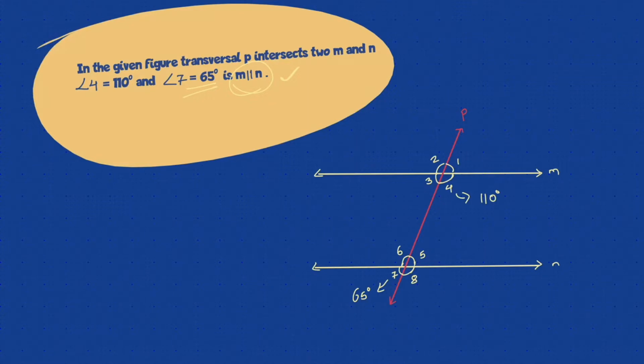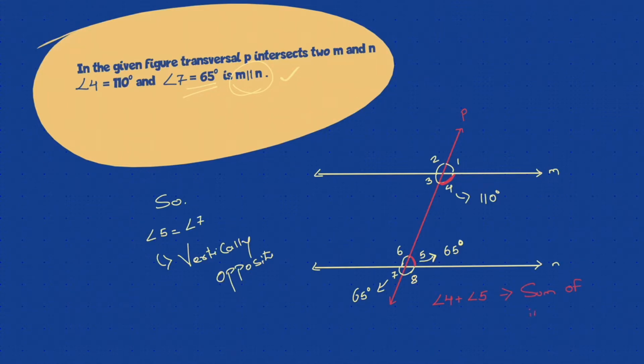So let's start. Where will I start from? I know that angle 5 will be equal to angle 7, because they are vertically opposite. So after alternate, corresponding, and interior, learn this vertically opposite angle. So angle 5 will also be 65 degrees, right? They are just opposite, like an X. Now what do I know? Angle 4 plus angle 5 is the sum of interior angles, which we just learned. Their sum has to be 180 degrees.